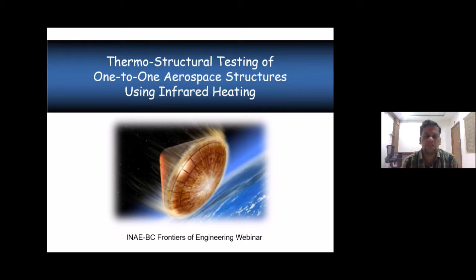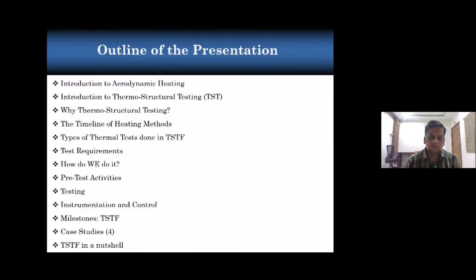Good evening, all. Today I will talk about the thermostructural testing of full-scale airframe structures, which we do at our lab using infrared heating. My outline is: first, a very basic introduction to aerodynamic heating, what it is and how it is generated. After that I will go to thermostructural testing, how we do it at our lab, how we create aerodynamic heating at ground level, and what methods of testing are used to simulate it. Then I will give you four case studies that we have done recently.